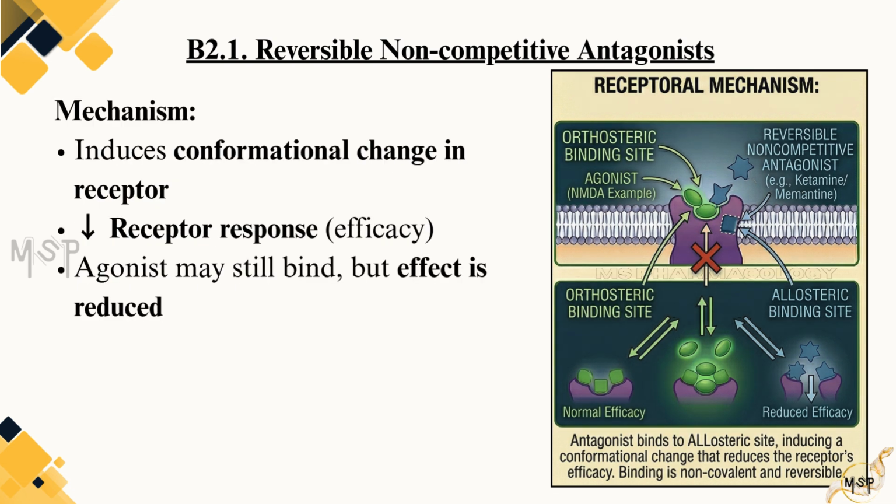Now, because it's binding somewhere else, it doesn't block the agonist from attaching to the receptor. Instead, it changes the shape of the receptor, a conformational change, which reduces the receptor's ability to respond. So even if the agonist binds, the response is weaker.